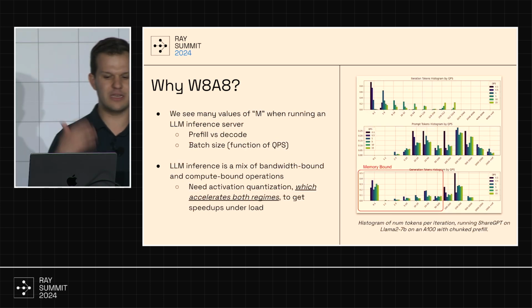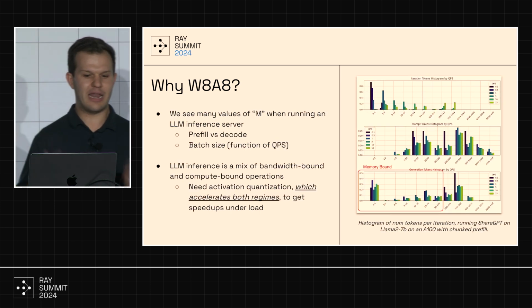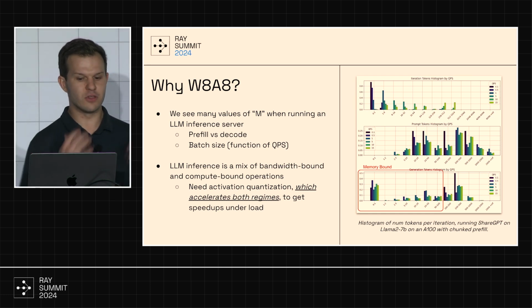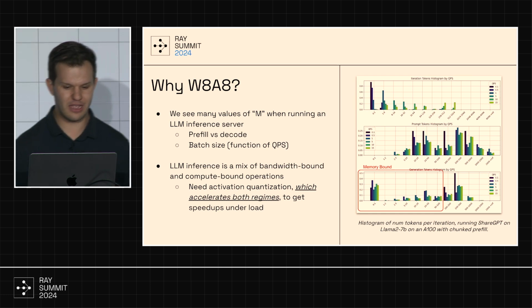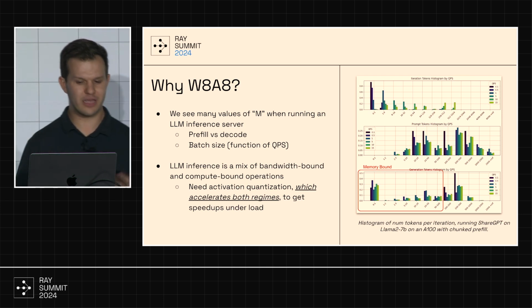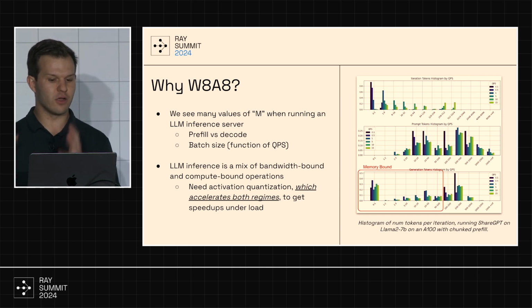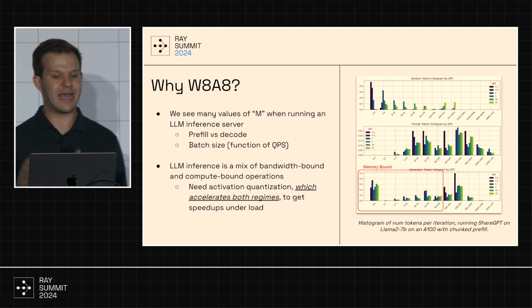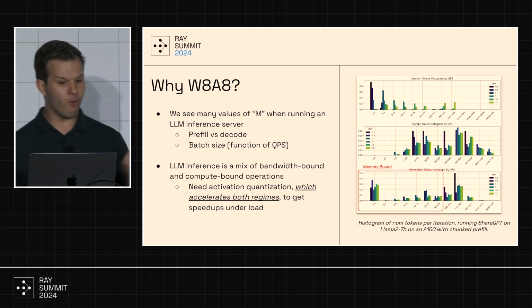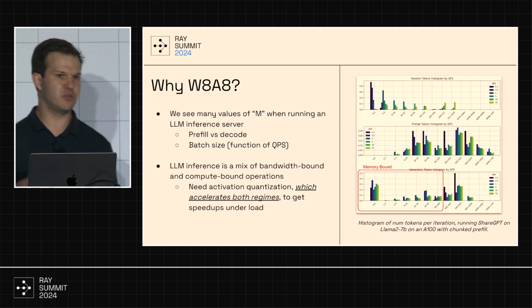And what we see when we do an analysis of an actual LLM inference serving workload, we see that you get a mix of really, really low batch sizes. In this chart I have on the right-hand side, we can see there's a bunch of batch iterations where we have 1 to 5 tokens that we're processing, but we also have a large number of iterations where we get high batch size, high M, which means we need to be able to accelerate both this memory-bound regime and this compute-bound regime. And this is exactly what activation quantization does, as I sort of spoke about before.